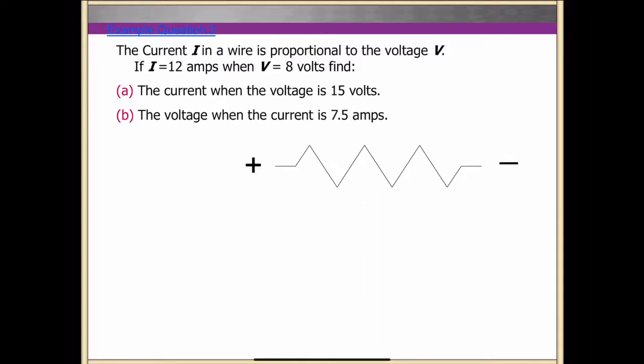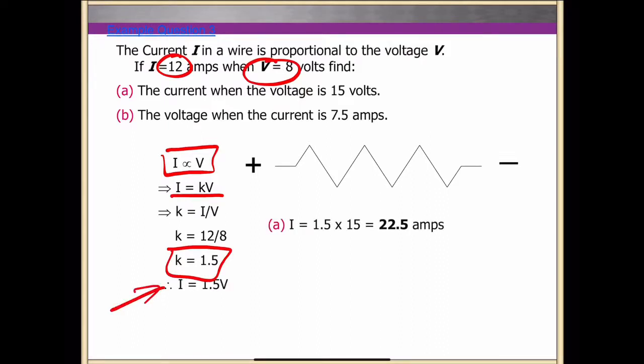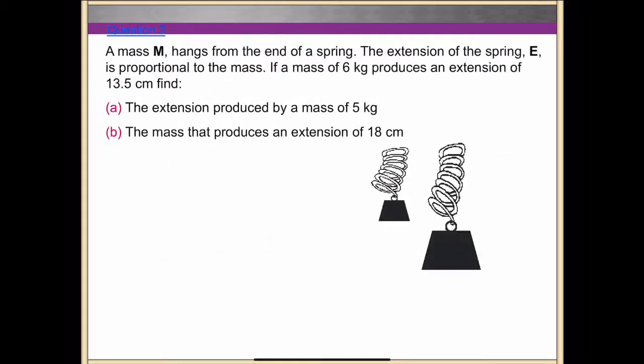So, the current I in a wire is proportional to the voltage V. I proportional to V. Next step. I equals kV. Done. Substitution. If I is 12 and V is 8, K is 1.5. So simply, make sure you write a relationship between them. Substitution. Answer. So again, try this question for us.